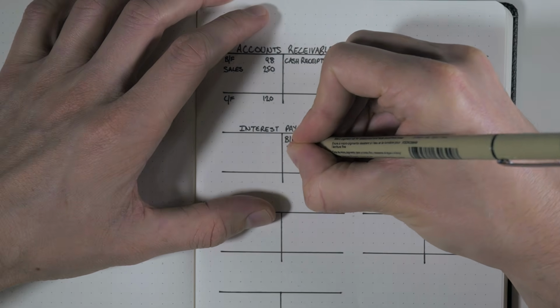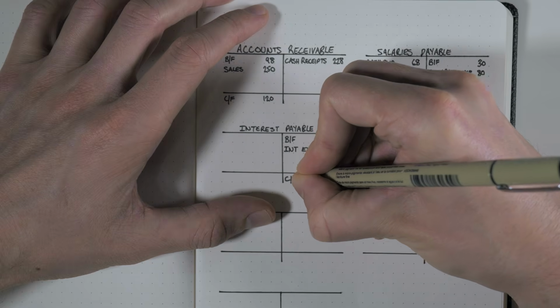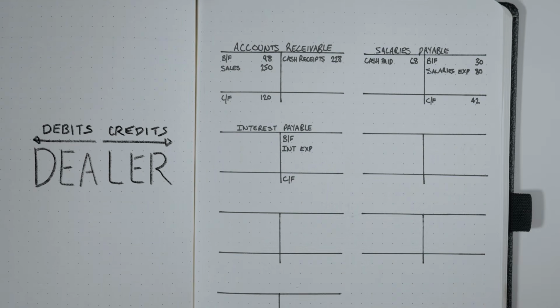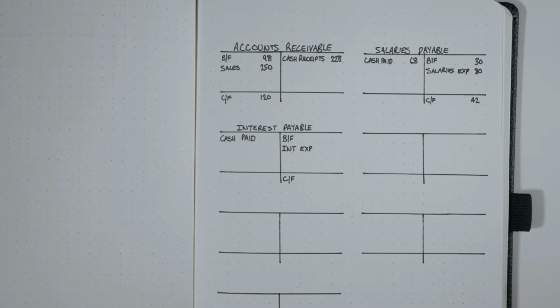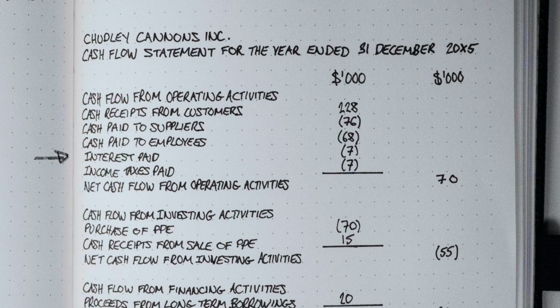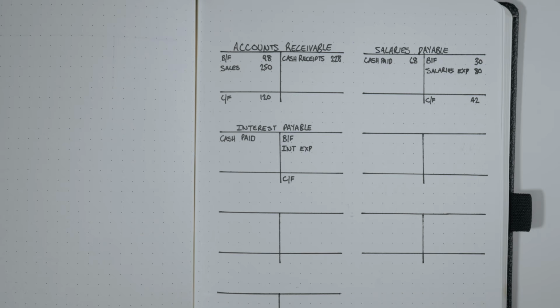That means that the opening balance, the interest expense, and the closing balance all go on the right-hand side of the T account because interest payable is a normal credit account. On the left side, the debit side, we are looking to solve for interest paid, which should tie back to the cash flow statement. We are again going to look for the opening and closing balances in the respective balance sheets and for the interest expense in the income statement.